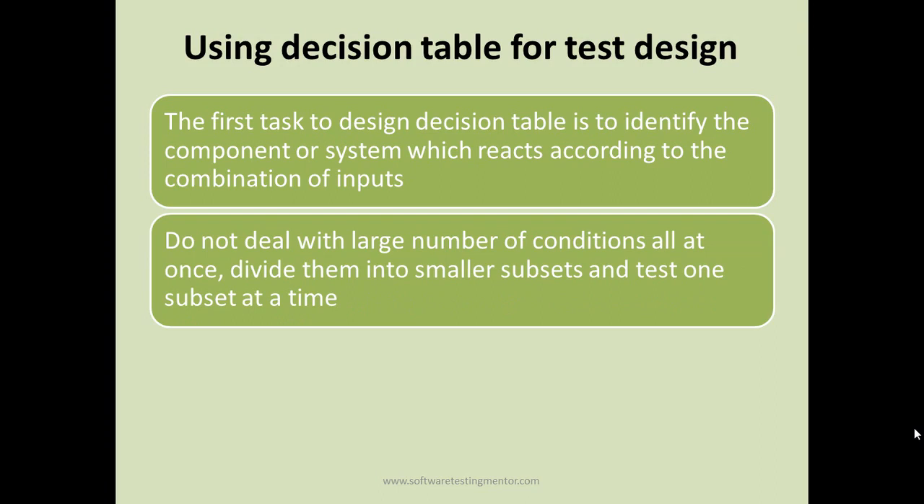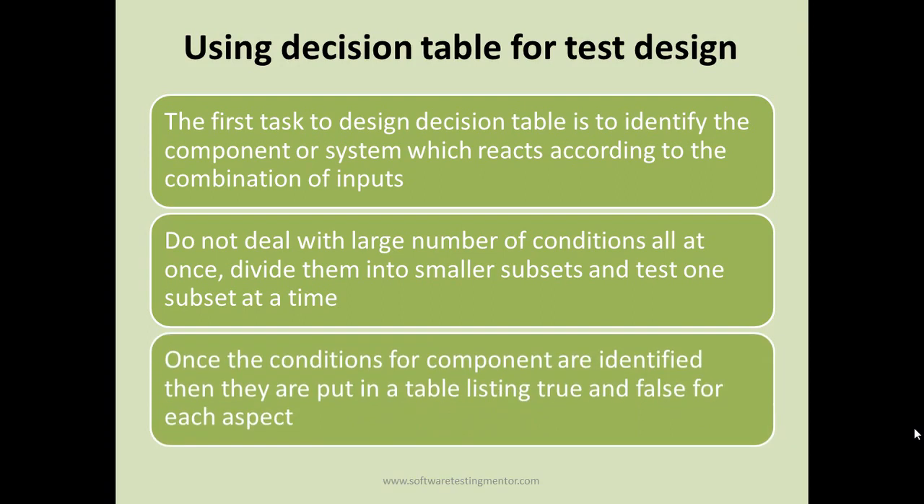So do not deal with a large number of conditions all at once. Divide them into smaller subsets and test one subset at a time. If there are many conditions, do not try to form a decision table with 10 different conditions. You need to divide it into smaller 2 to 3 conditions at a time in a module, and then test one subset at a time, and not all included in one. Otherwise you will end up with hundreds of different test cases, and that's not feasible.